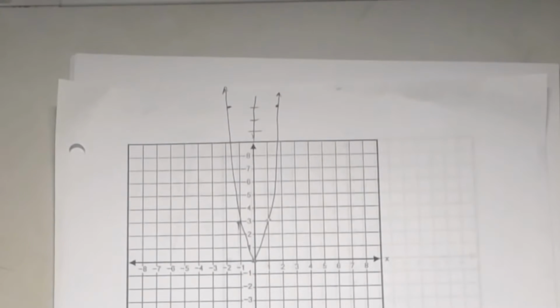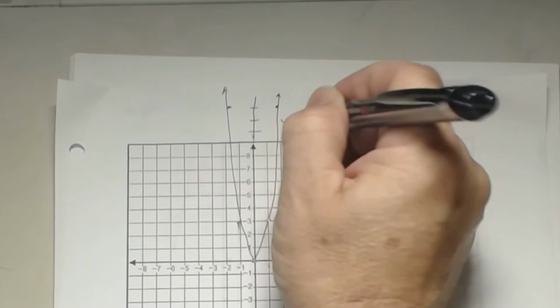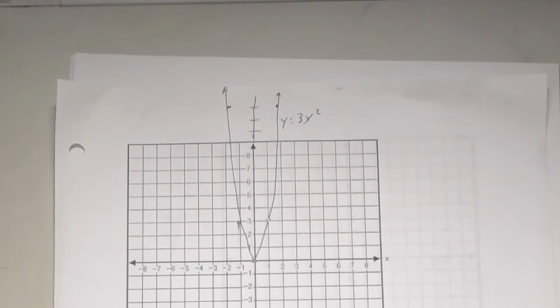Okay? All right, so this is the graph of y equals 3x squared. All you have to do is just use the t-table for this and then go ahead and graph it. Now next semester though, you're going to learn about this.